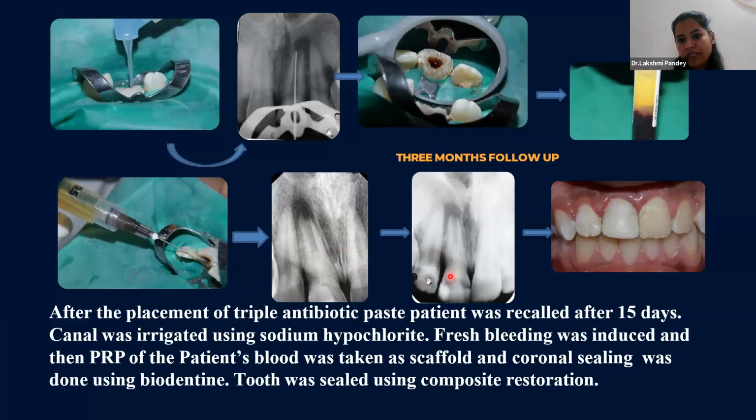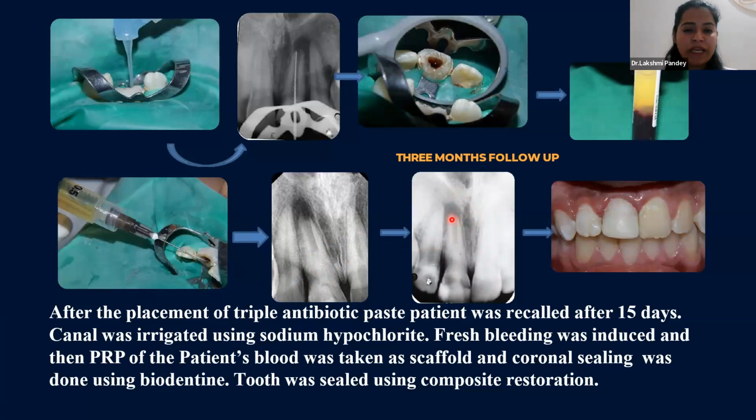Then inside the root canal, I placed the biodentine here, and then the composite restoration here. After 3 months follow-up, the lesion had started healing a little bit, and there was a little root formation. This regeneration process is also very slow, depending upon the host response. So a little bit of healing, and the symptoms were gone.